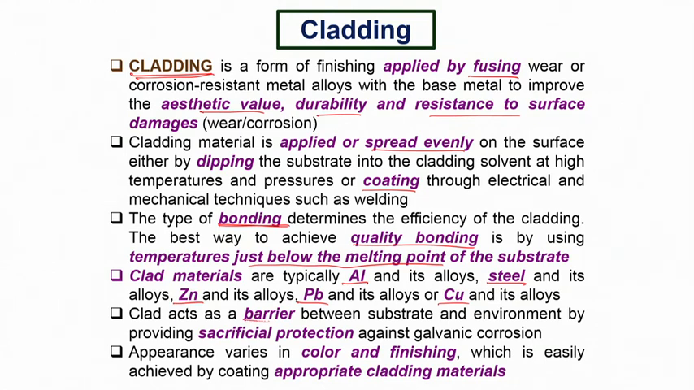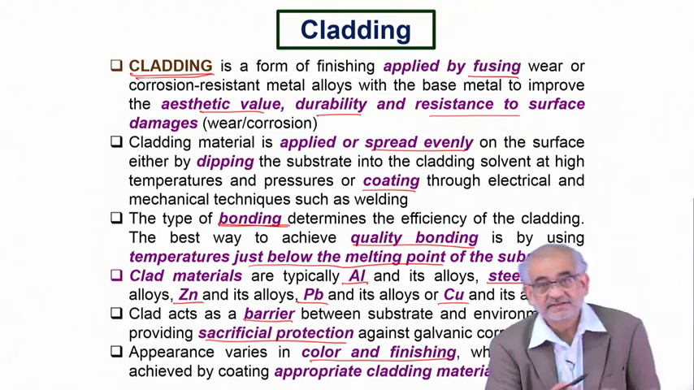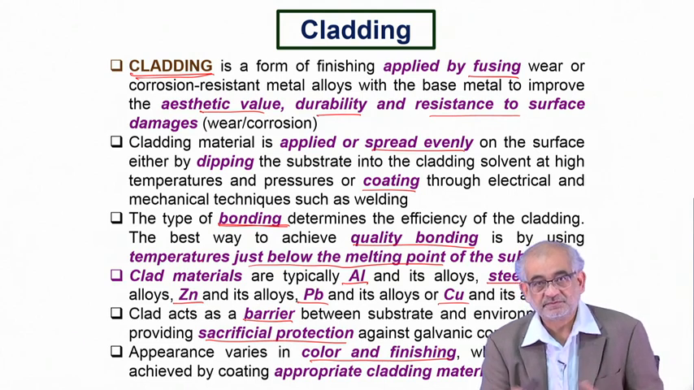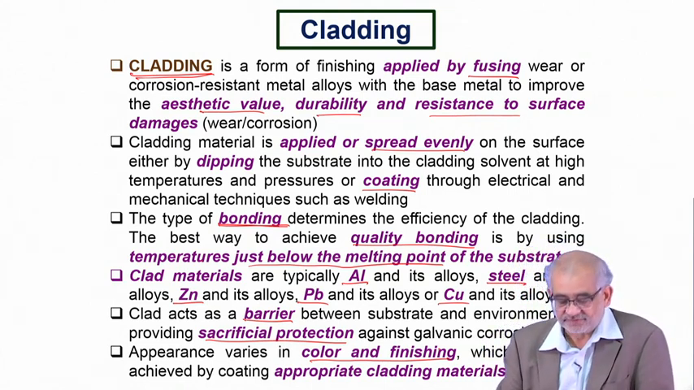So the clad acts as a barrier between the substrate and the environment, and that's how it protects. It can provide either a sacrificial protection like a galvanic protection mechanism, or it can simply provide you a very hard and wear resistant layer, preventing any further damage against mechanical interaction. In the process, if it's thin and very uniform, you can change the color and finishing. So it can be anything from aesthetics to functional and also mechanical or structural protection of the substrate.